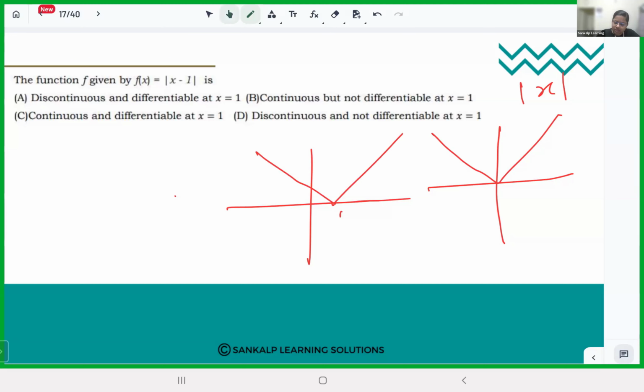From this graph, can you say it is continuous or differentiable? You can say that it is continuous, right? Is there any break in the graph of this function? There is no break in the graph. So we can say that this is a continuous function.